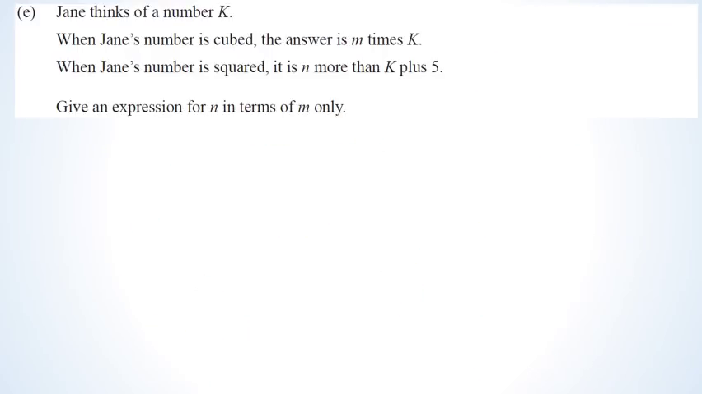Okay, so here we have a question that is just a bit of wordplay. So I'm going to start following it from each line. In the first line, it says Jane thinks of a number, which is k. When Jane's number is cubed, so if it's cubed, that means Jane's number is k and it's cubed. The answer is m times k.